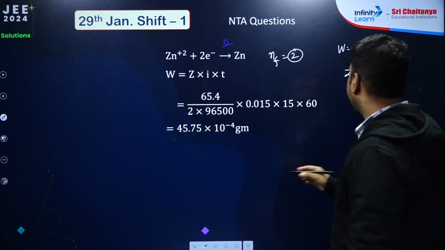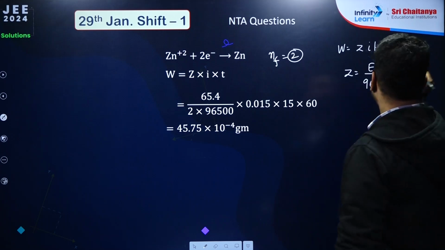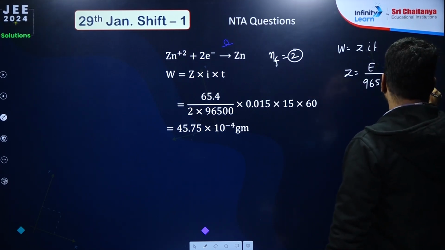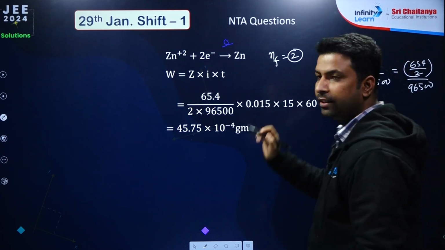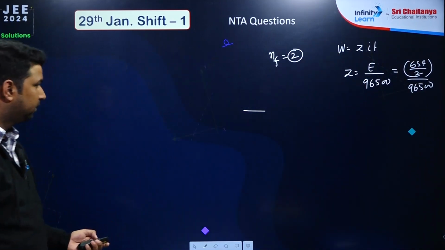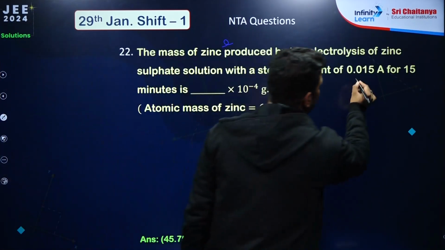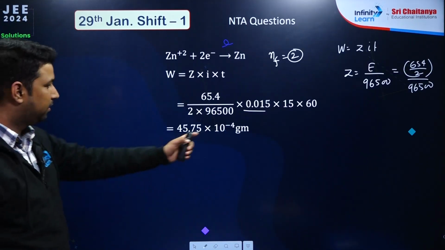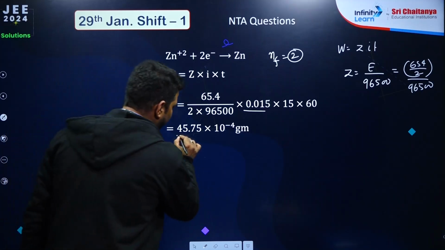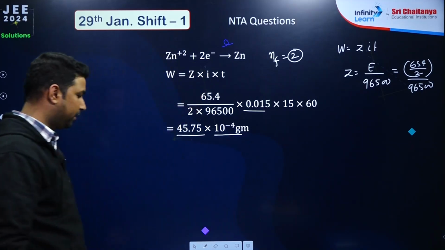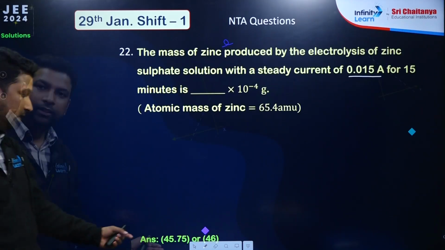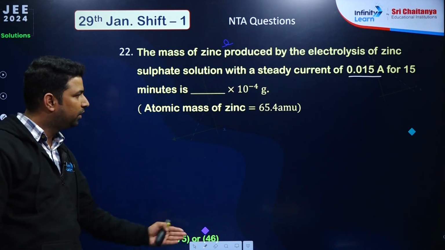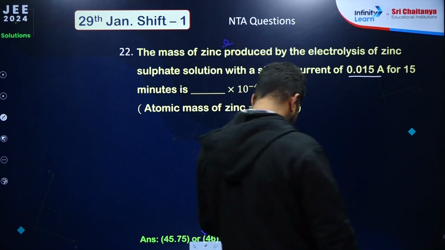What should be the equivalent weight? The equivalent weight will be the molecular weight, that is 65.4, divided by the n factor 2, divided by 96500, and the rest is given. I and t are given. See, 0.0515 ampere and 15 minutes. So I have to convert this into seconds. So the answer will be 45.75 into 10 to the power minus 4. So at two places, you can say 45.75, or the nearest integer will be 46. So 46 will be the answer for the given question.